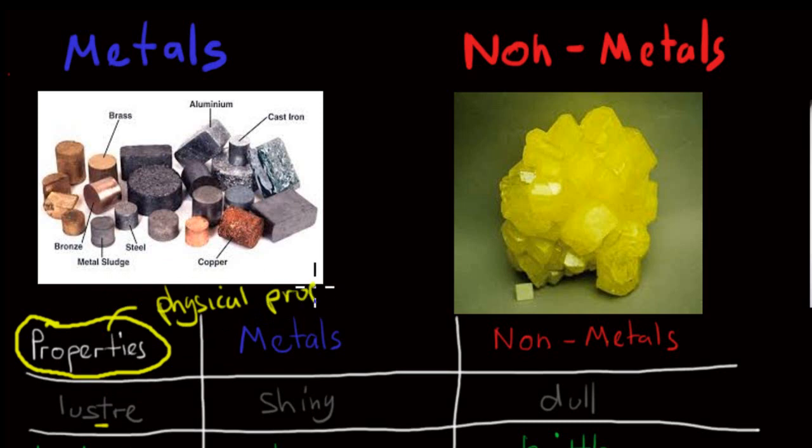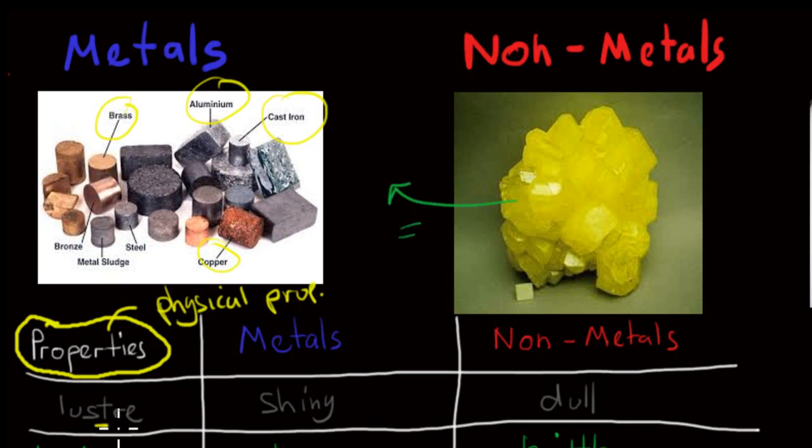All these are physical properties, so we'll only compare the physical properties of metals and nonmetals, and then we'll talk about how we can actually use those properties. So for example, each of these here is a metal: brass, aluminium, cast iron, copper. These are all metals, but they all have certain things in common. And this is one example of a non-metal, but all non-metals have things in common as well.